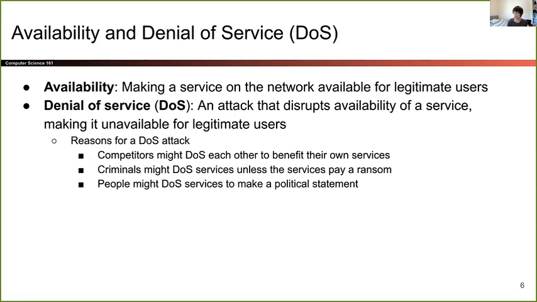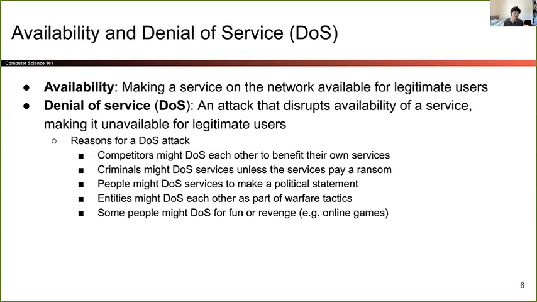Some people will DOS services to make a political statement. Sometimes the websites of political parties or of important political figures will get DOSed. Or entities might DOS each other as part of warfare. We've seen countries DOSing each other's services in order to gain an upper hand in warfare, basically. And there are people that will just DOS each other for fun or revenge.